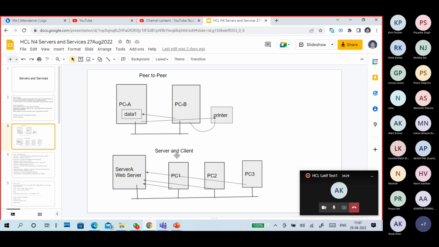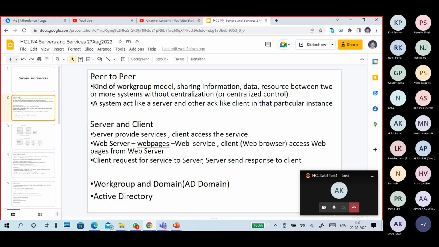But in a server and client model, a server is a server, like a web server. A web server can be a client for other servers, but its name is web server. DHCP server, DNS server, it is a server which provides a service to the clients. Server provides a service to the client. Exactly, the client requests a service from the server. Client requests: I want a web page.